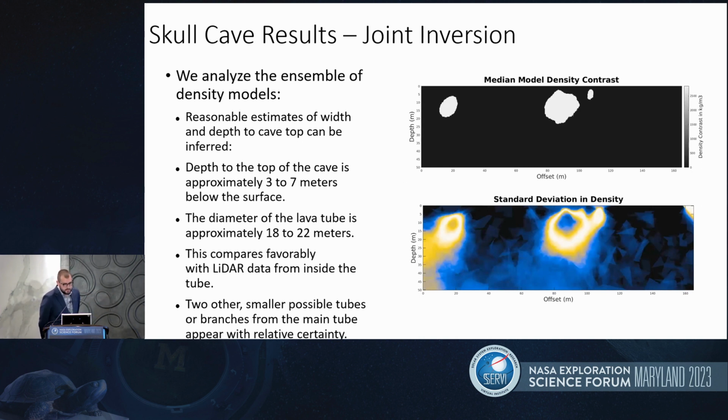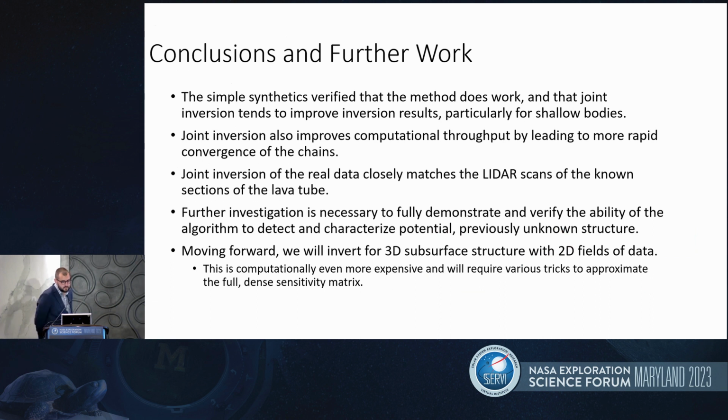So the depth to the top of the cave is approximately 3 to 7 meters below the surface. The diameter of the lava tube is approximately 18 to 22 meters, according to this work. And this compares, again, favorably with the LiDAR data from inside the tube. And again, there are two other smaller possible tubes or branches from the main tube that appear with some degree of certainty. So, conclusions and further work.